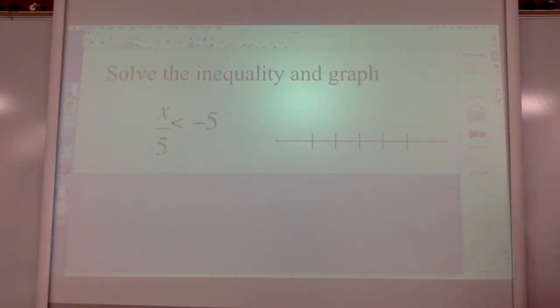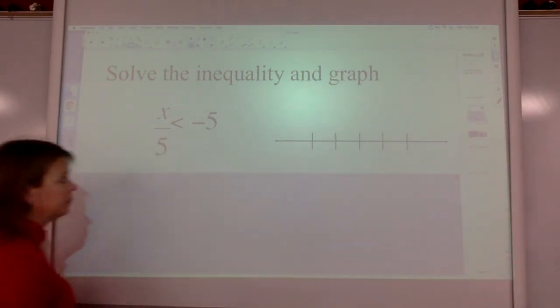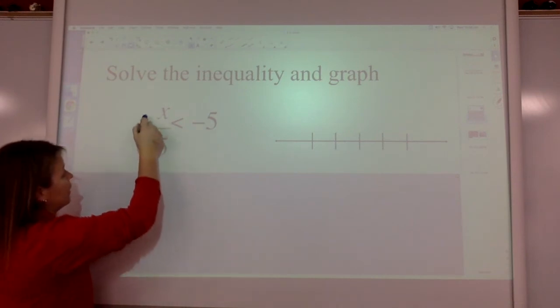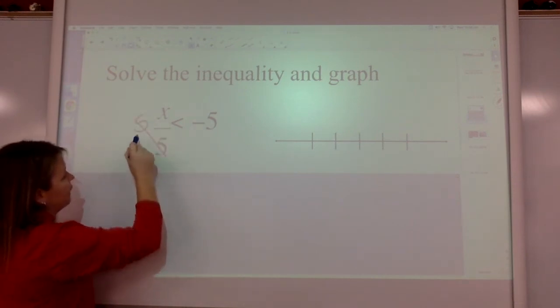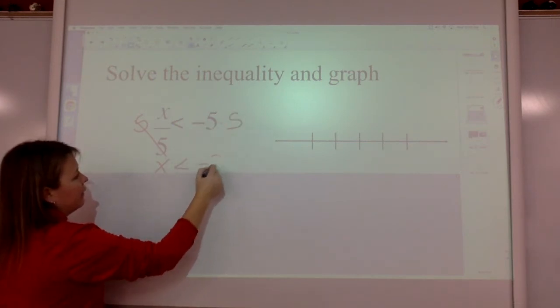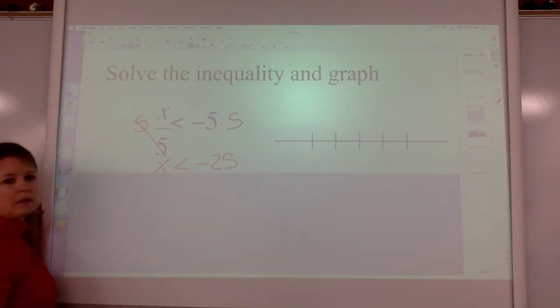Next problem. Solve this inequality and graph. Go ahead and try it by yourself. Pause the video. Come back, see if you got what I got. All right, we're back. x divided by 5, I'm multiplying by 5 on this side to get the x isolated. I'm multiplying by 5 on this side. I get x is less than negative 25, and I graph it.